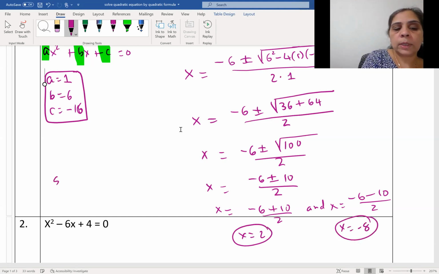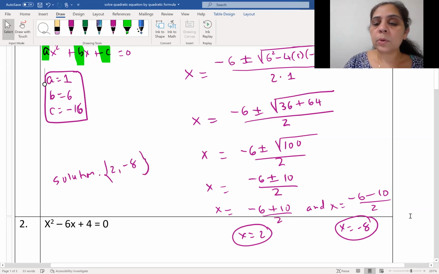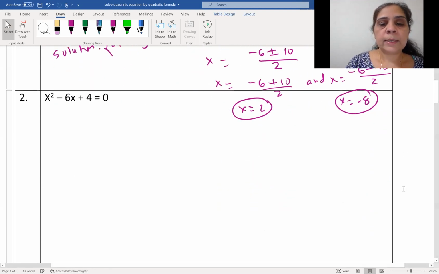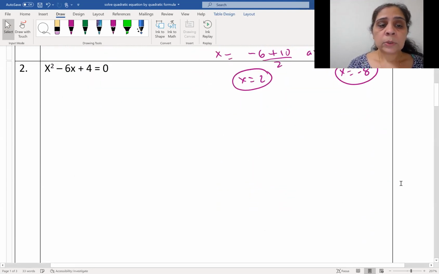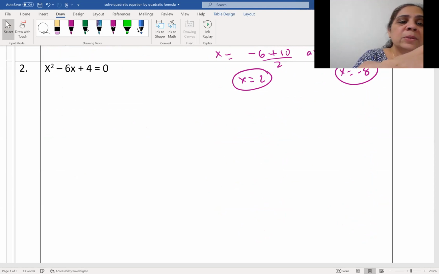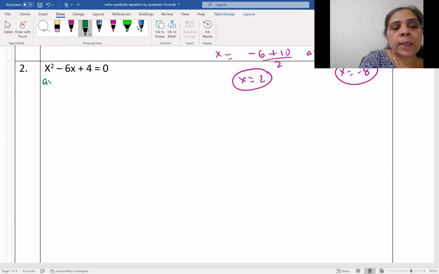So we have the solutions 2 and negative 8. It doesn't matter which number you write first. So that's how you use the quadratic formula. Let's see the next one. We already have it equal to 0, right? Step 1 is already done. So now we will just write down ax squared plus bx plus c equals 0. I will find out what my a is. a is 1, b is negative 6, and c is 4.